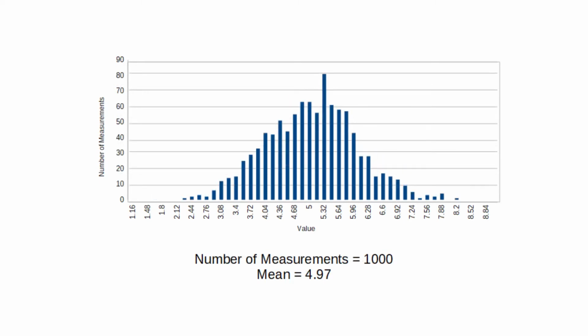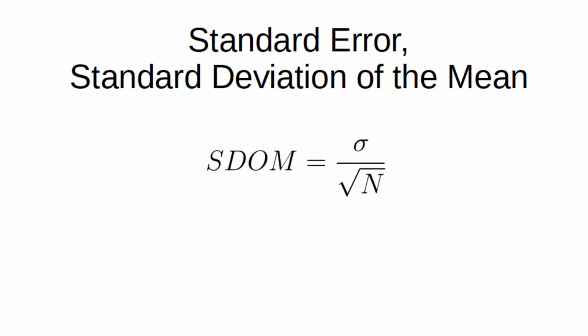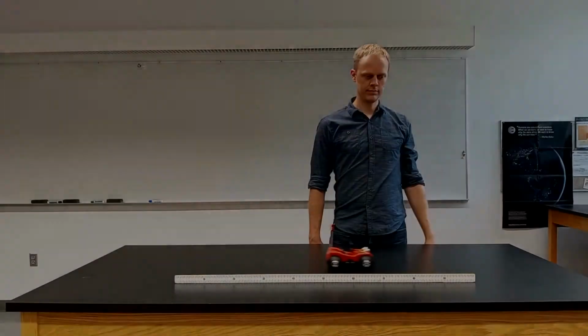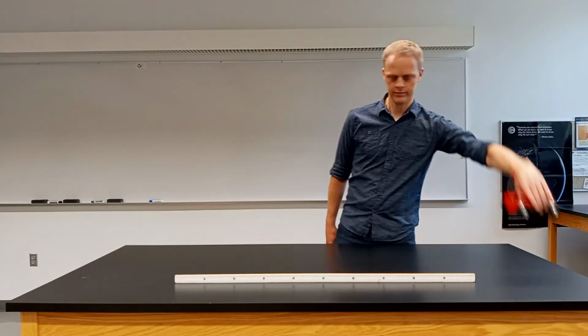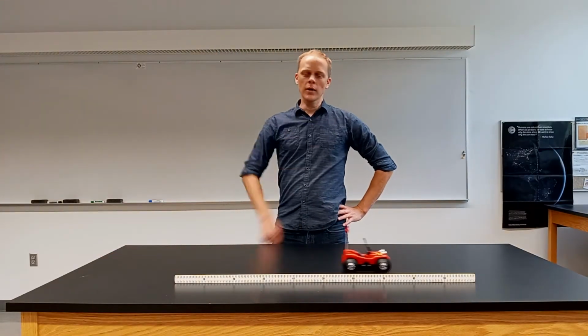We can, however, calculate the uncertainty in our average by dividing the standard deviation by the square root of the number of measurements. In many disciplines, this is called the standard error or standard deviation of the mean. Measure the velocity of the car in each of the trials in this video, and use the results to answer the questions at the end.